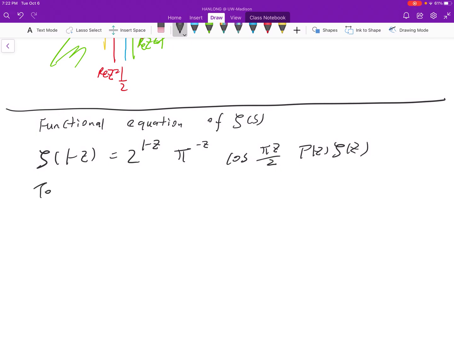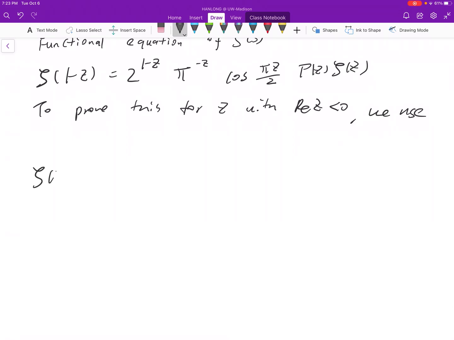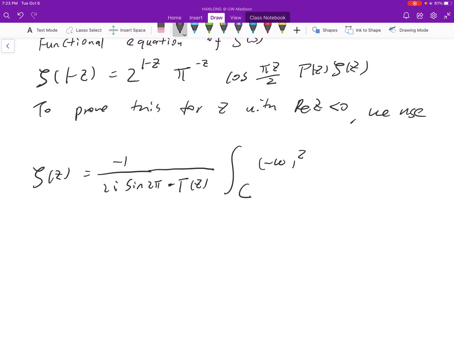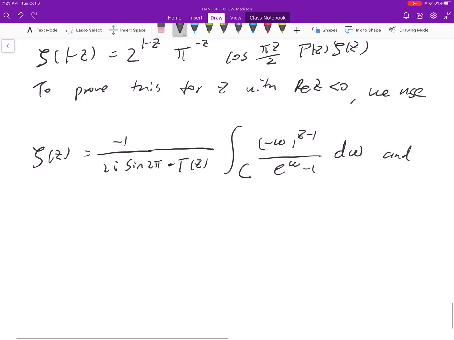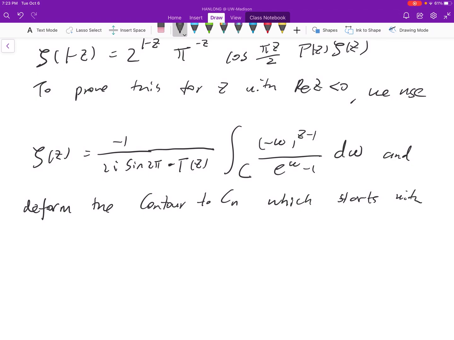So to prove this, for z with real part z less than 0, we use the integral representation times gamma z, the integral over C of (minus omega) to the z minus 1 over exponential omega minus 1 d omega, and then deform the contour to C_n, which starts with positive.